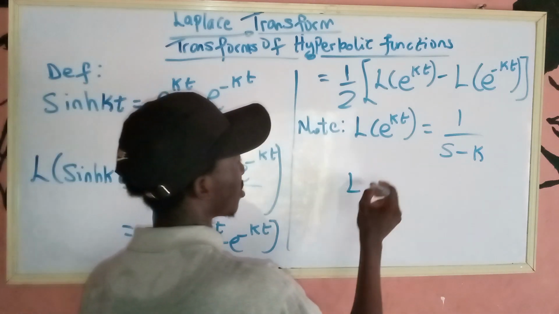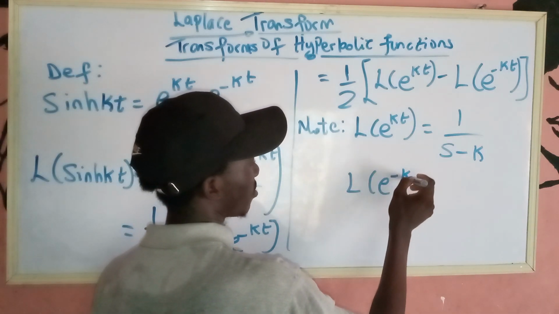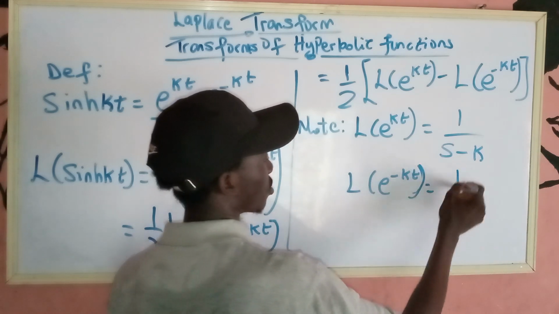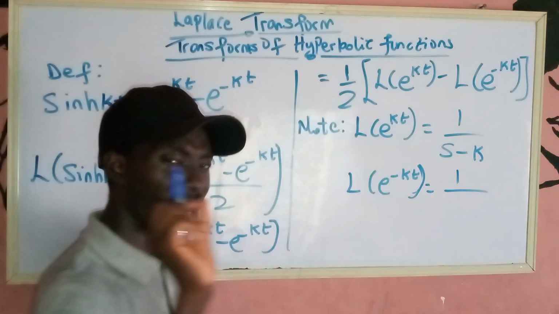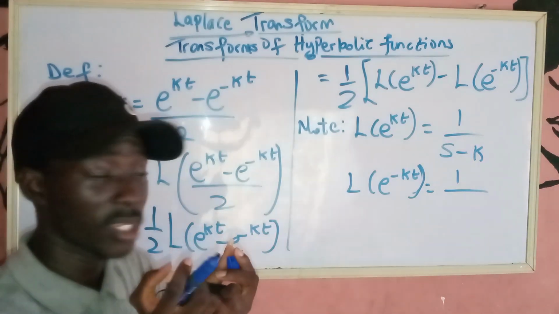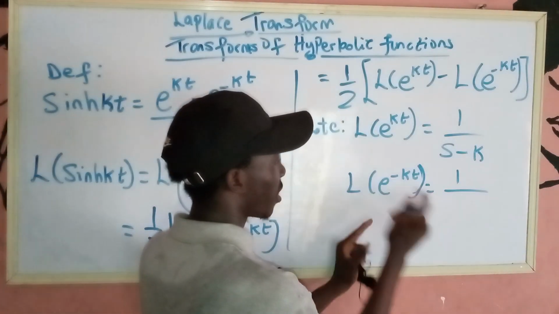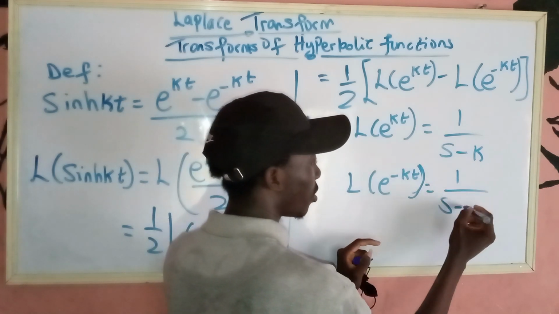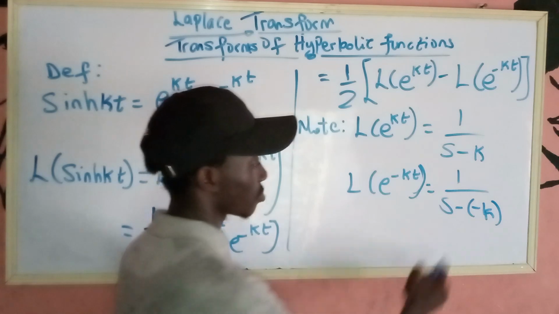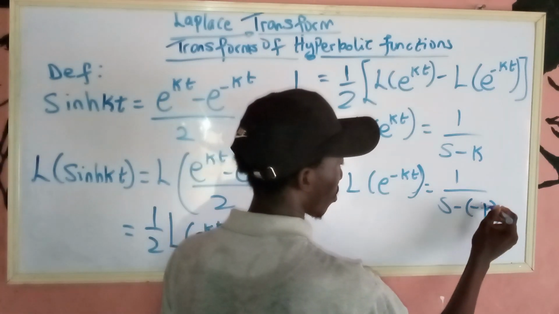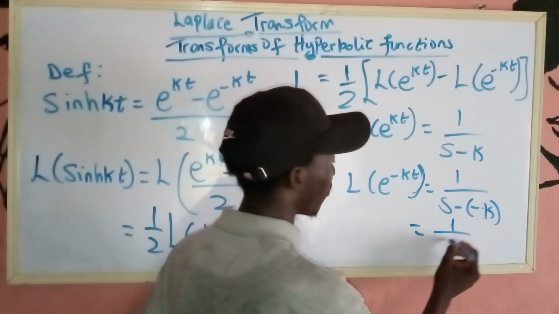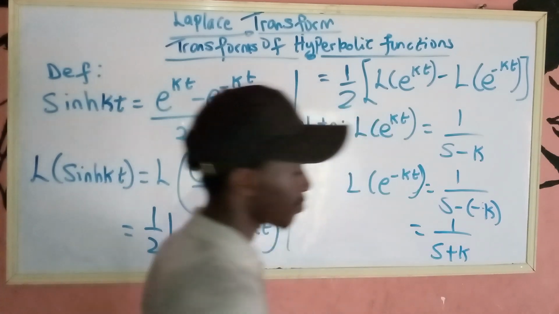Also, the Laplace of e raised to power minus kt will be equal to 1 over. So think of this minus k as a constant also. Minus k is also a constant. Instead of k, replace it with minus k. That means this k here will be minus k. And now equals to what? 1 over s plus k.